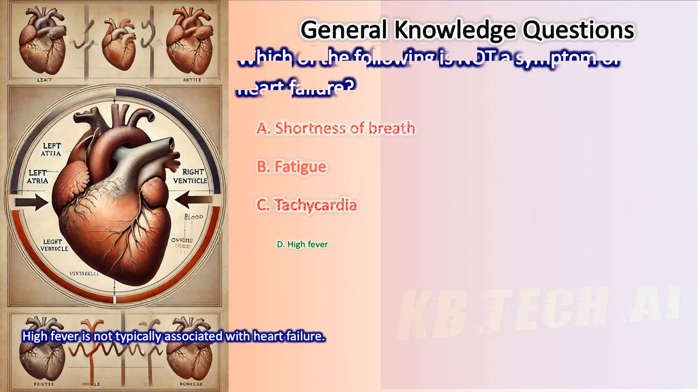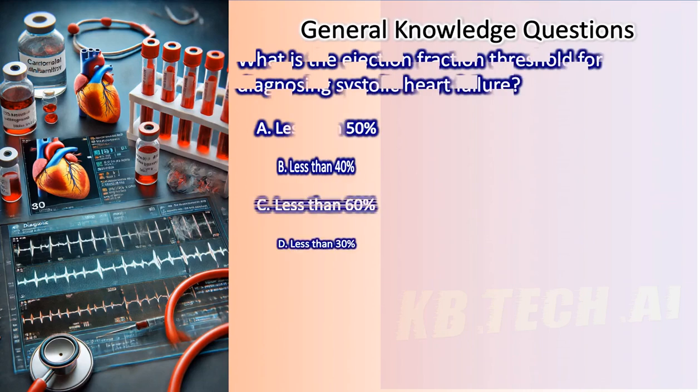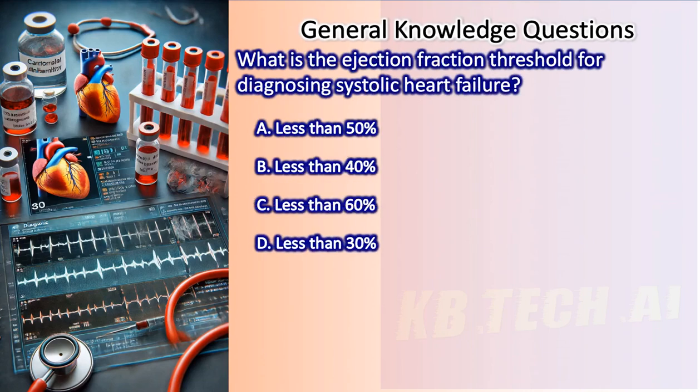The answer is option 4. High fever. What is the ejection fraction threshold for diagnosing systolic heart failure? Option 1. Less than 50%. Option 2. Less than 40%. Option 3. Less than 60%. Option 4. Less than 30%.